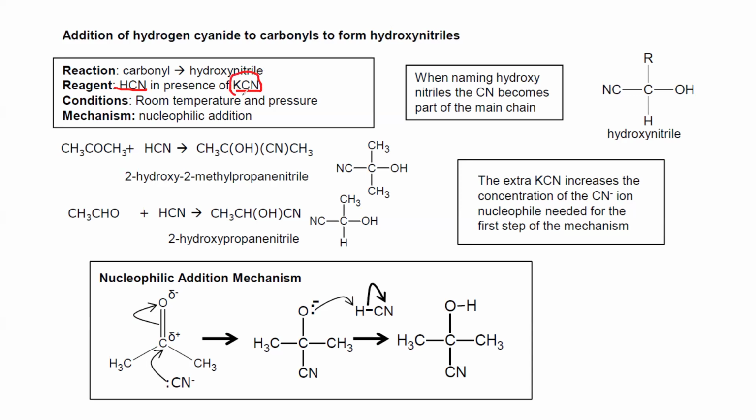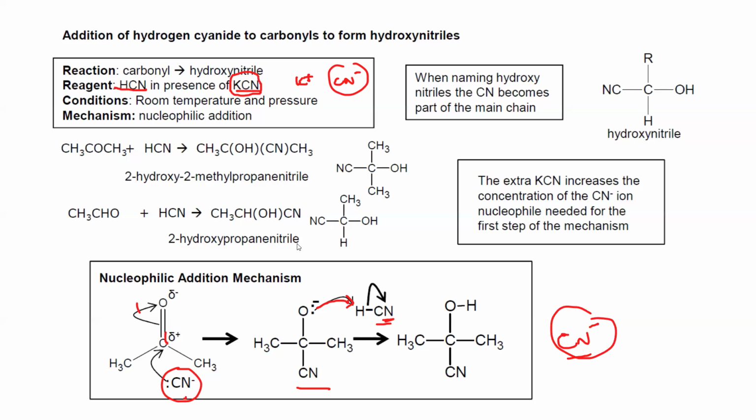So what is the purpose of KCN? The KCN will dissociate into K plus and CN minus, and then the CN minus will attack the partial positive carbon and oxygen takes those electrons back. So it will become a negatively charged oxygen, and then the HCN molecule's hydrogen bonds with oxygen, producing another CN. And that CN will now attack another molecule and the reaction will continue.